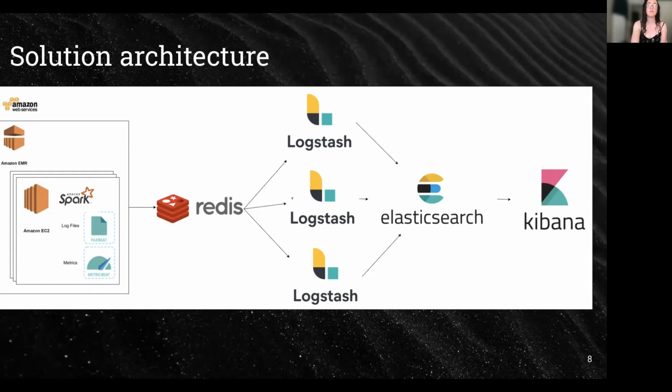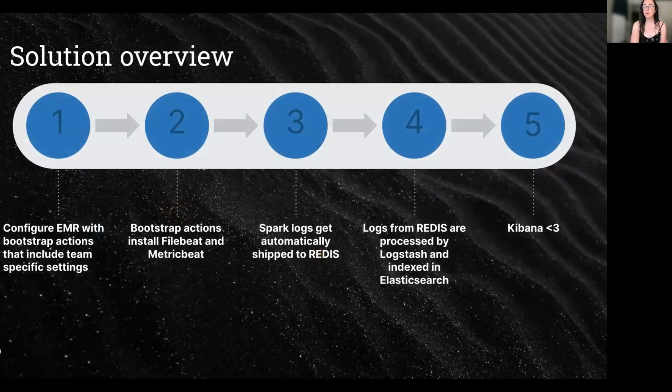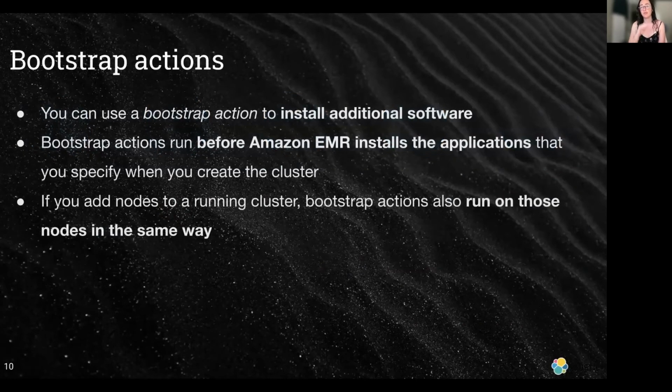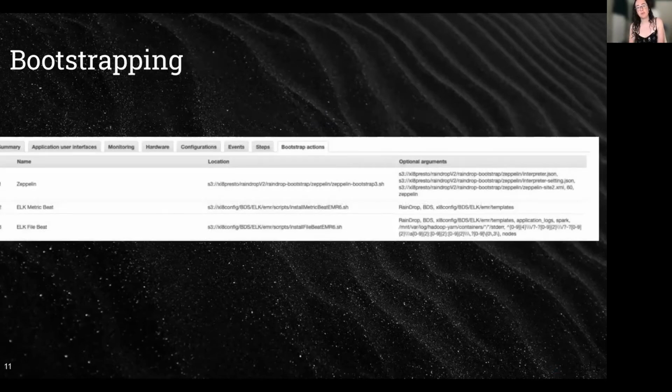So let's deep dive. The first thing that we're going to do is briefly discuss Bootstrap Actions. For those of you who are not familiar with them, you can use Bootstrap Actions in order to install additional software on your EC2 servers, on your EMR. What you see before your eyes is just the documentation taken from Amazon's website. If we look at the Bootstrap actions that we've configured, we can see that we've configured one for MetricBeat and one for Filebeat.